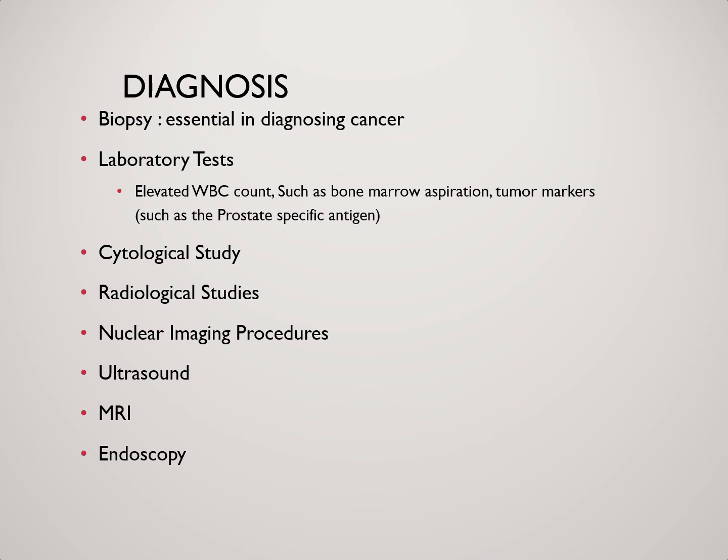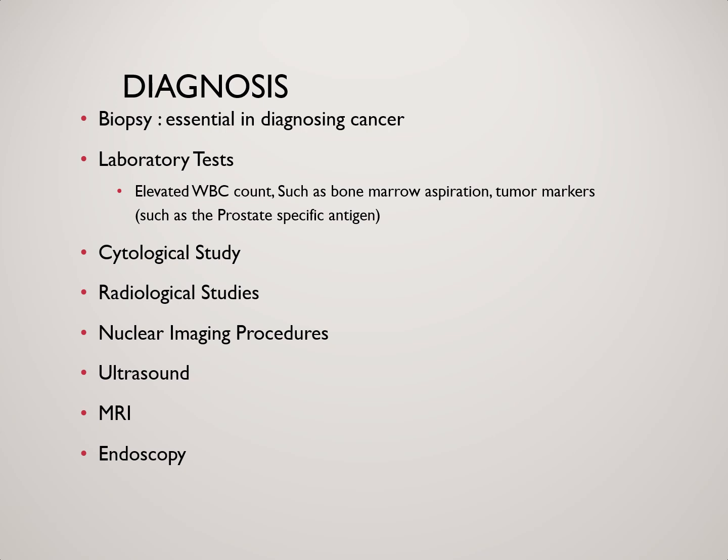Diagnosis of cancer. Accurate identification of cancer can be made only by biopsy. We will discuss the different types of biopsies on the next slide, so we'll talk about that in just a minute. Laboratory tests. So blood, serum, and urine tests are very important in establishing a baseline and getting insight to the health status of the individual.